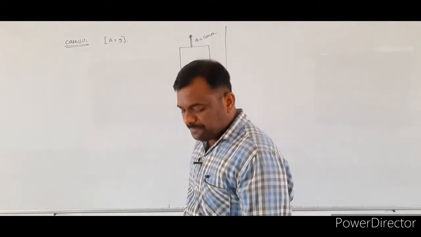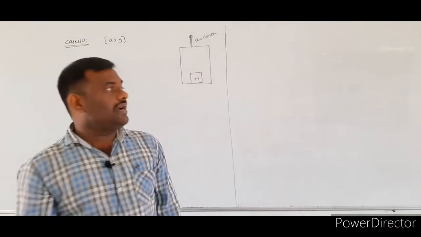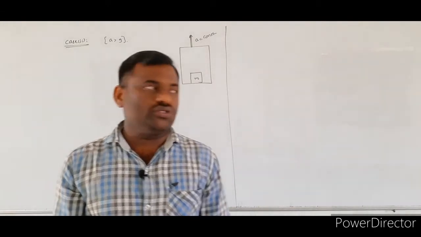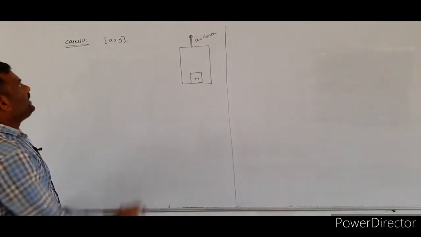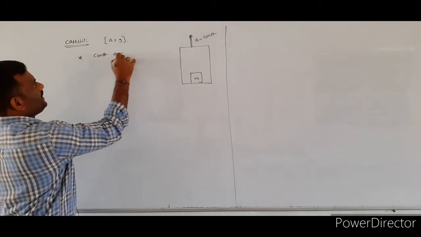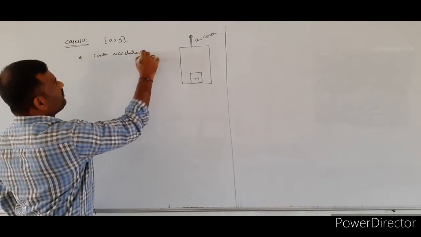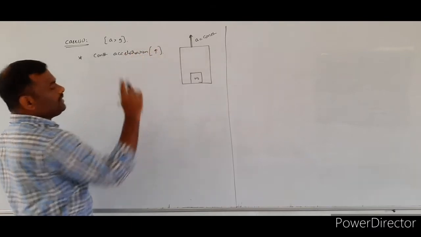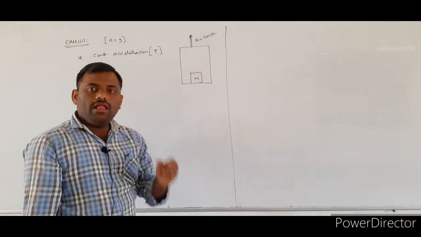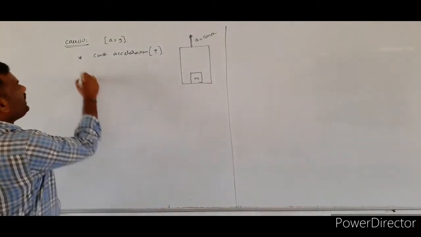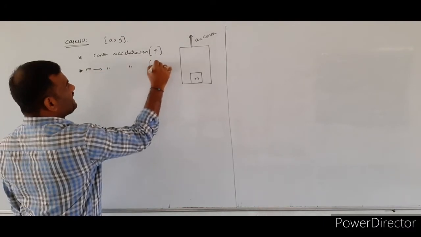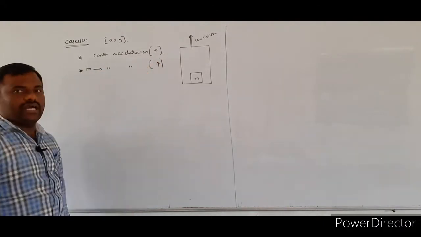Next, case 2. In case 1, we assumed the elevator was either at rest or in uniform motion. In case 2, I am assuming that the elevator is moving upward with a constant acceleration. If the elevator is moving in the upward direction with a constant acceleration, the given block of mass m is also moving with the constant acceleration in the same upward direction.